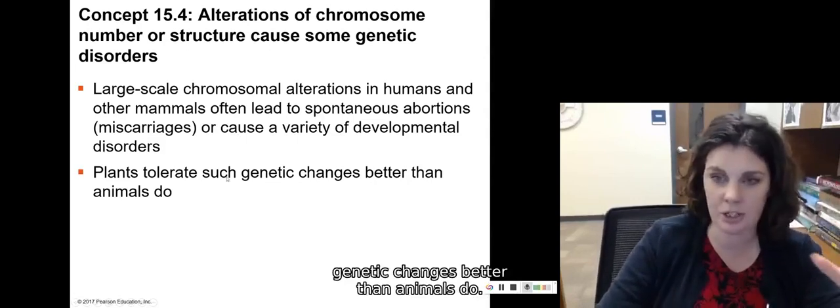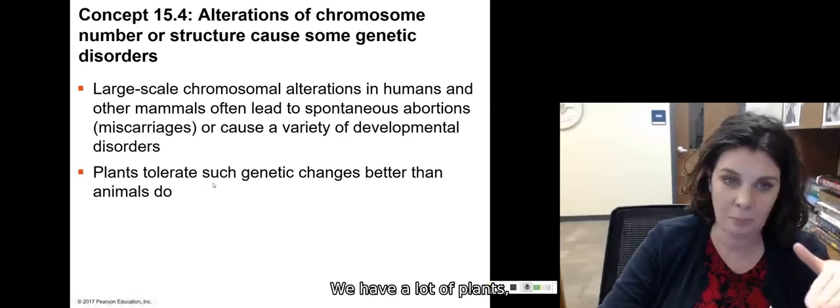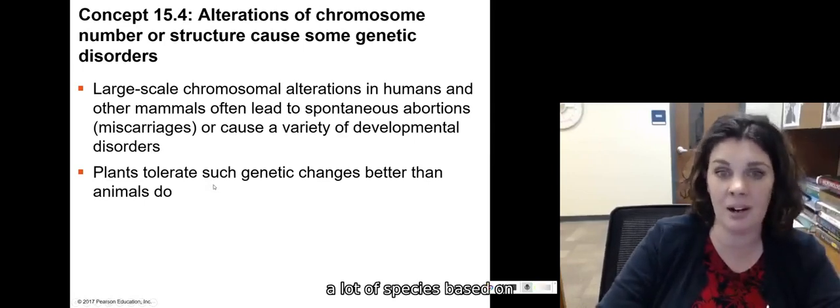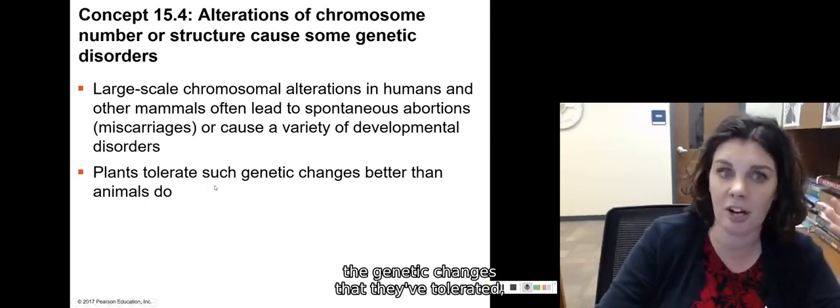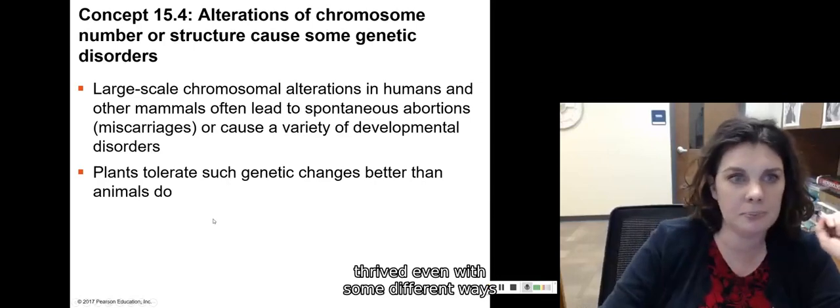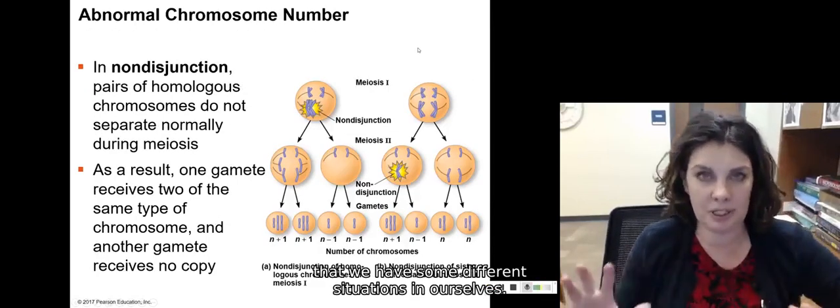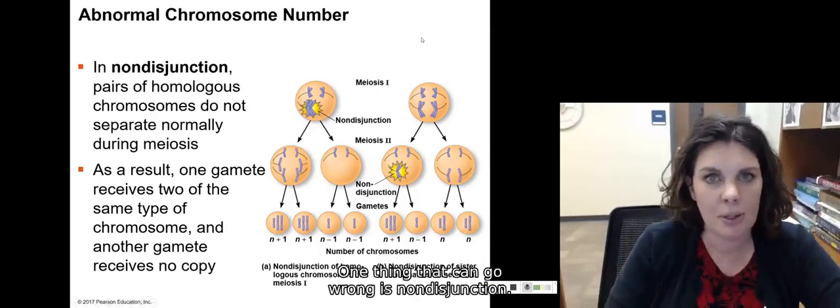Plants, however, are able to tolerate a lot of genetic changes better than animals do. We have a lot of plant species based on the genetic changes that they've tolerated and thrived even with. Okay, so now some different situations that can occur in our cells.